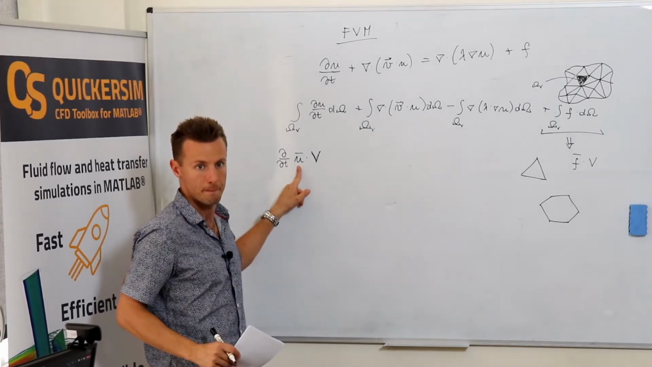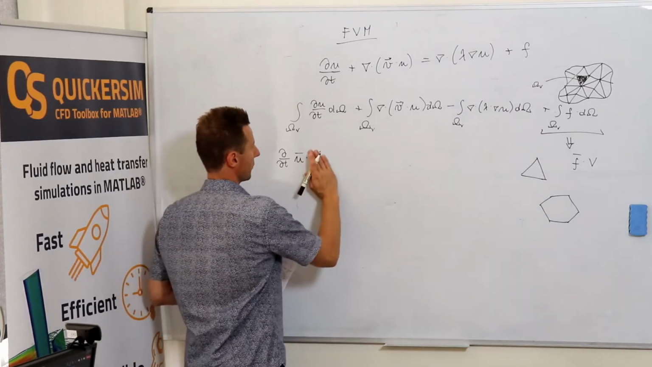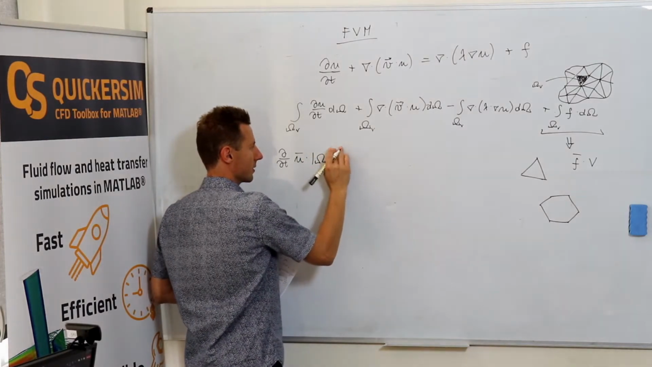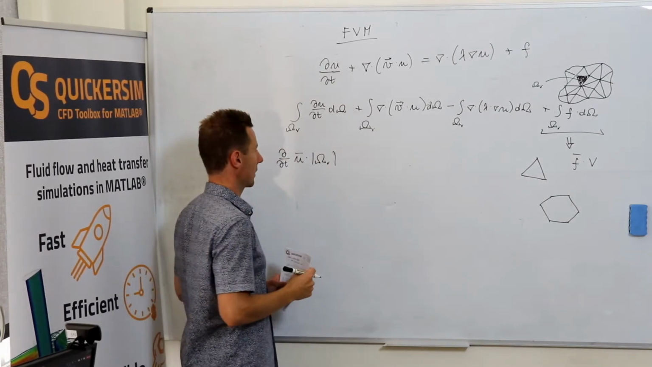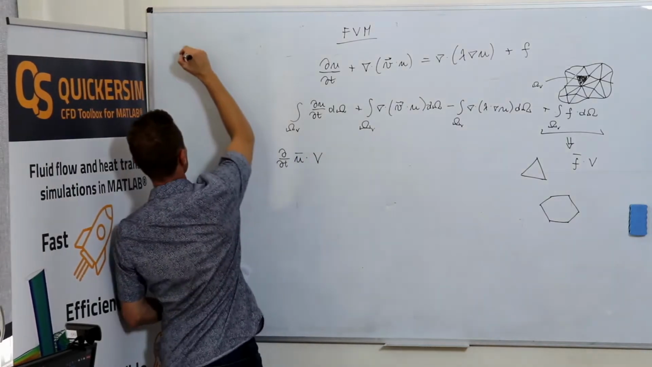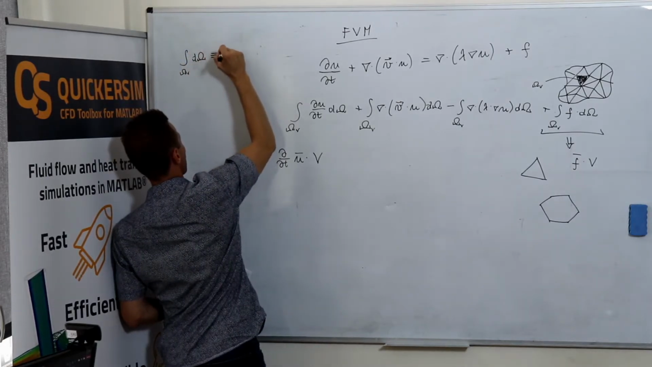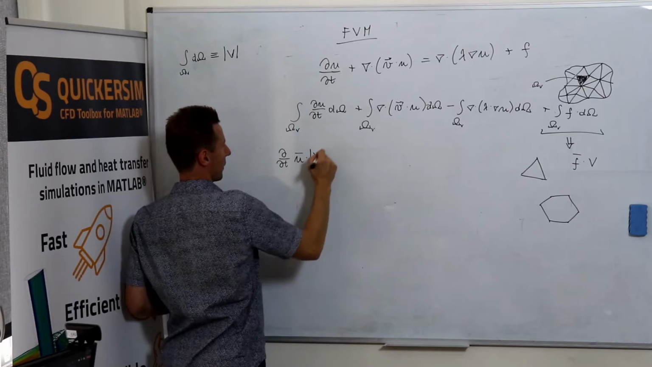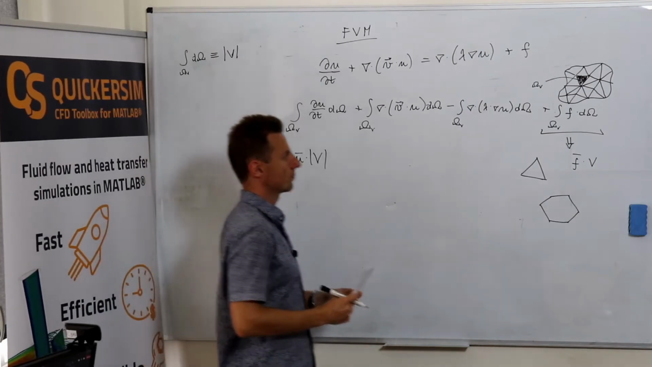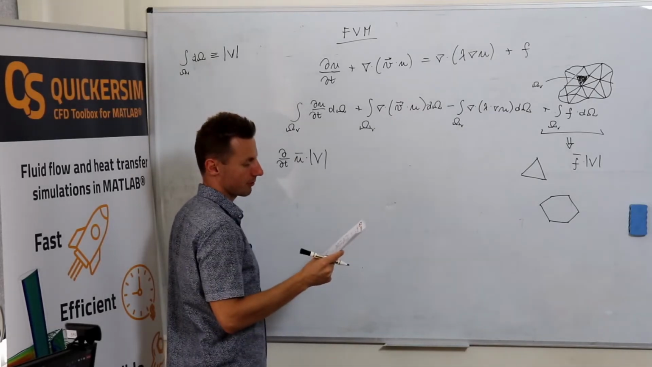Didn't we call the volume omega v before? If you wish, we can write it like that, but I would prefer writing simply V. We can define that the integral over omega v d omega is, by definition, the volume. That's the first assumption.